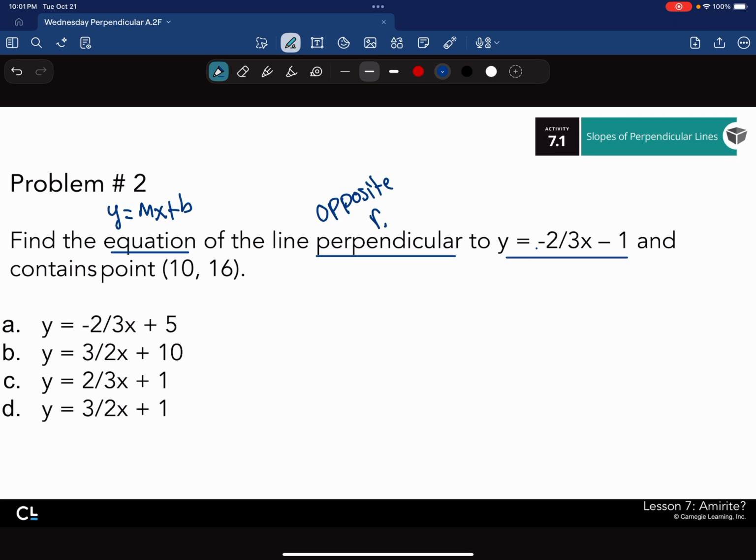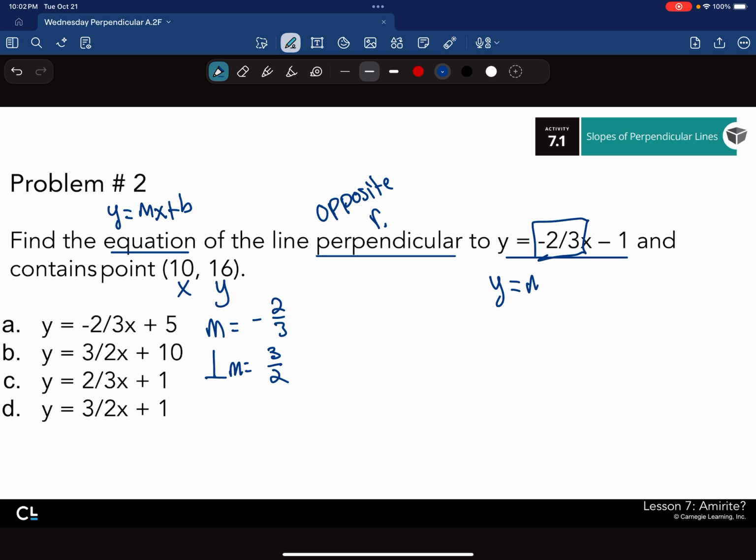In the equation, we have our slope -2/3, and the point contains our x value 10 and our y value 16. So remember, my slope is -2/3. My perpendicular slope has to be the opposite reciprocal. So instead of negative, it's positive. Instead of 2/3, it's 3/2. Now that we have our perpendicular slope, we can start plugging into our equation.